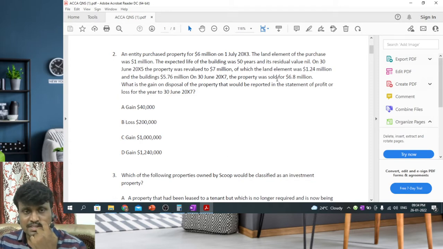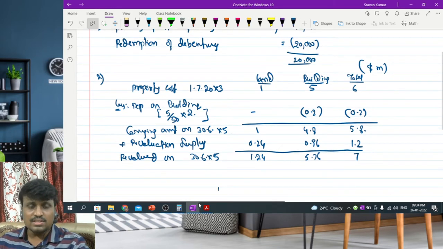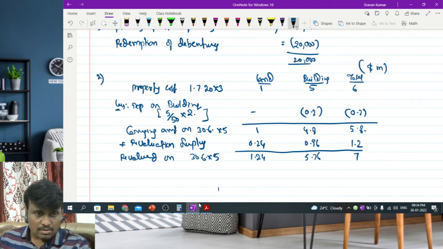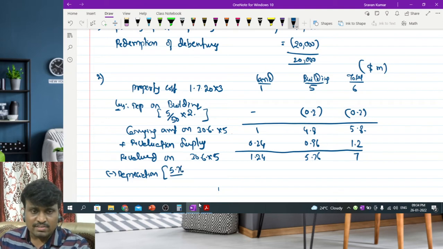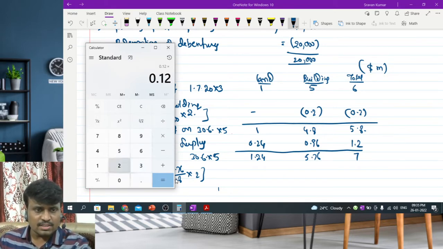So here the revaluation is given on 30th June 20X5. Means we need to calculate the depreciation for 2 more years. Okay. So because on 30th June 20X7 that property was sold, at the time of sale we need to calculate what book value. So less depreciation. So what is the building cost? 5.76. Out of the 50 years, 2 years are already completed, means by 48. We need to provide it for 2 more years. So 5.76 by 48 into 2.